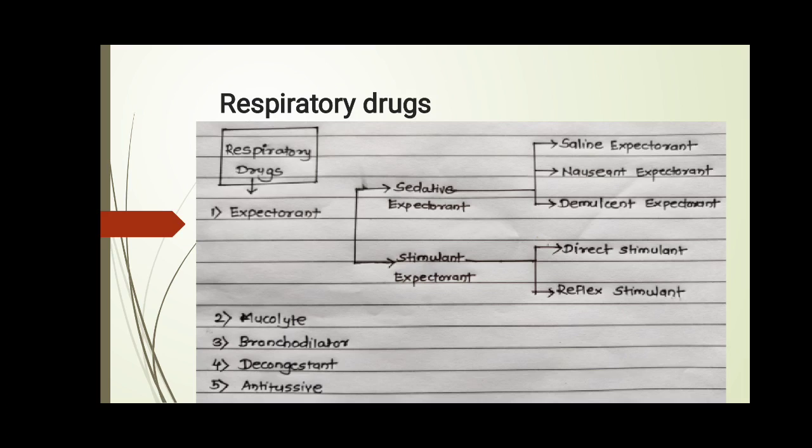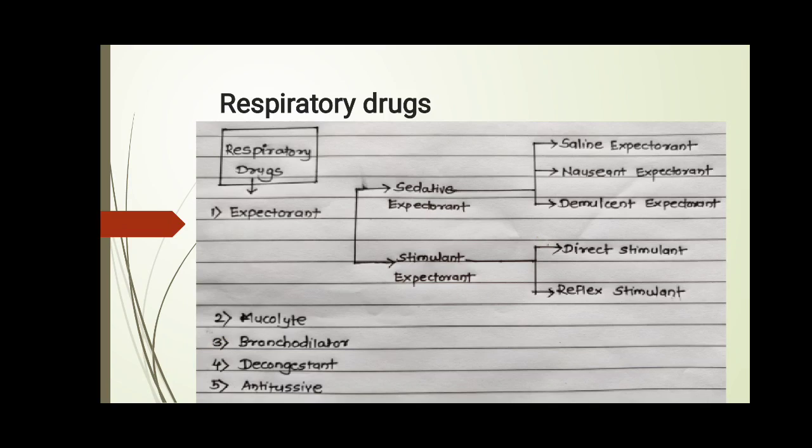First, expectorant. Second, mucolytic. Third, bronchodilator. Fourth, decongestant. Fifth, antitussive. Respiratory drugs are mainly classified into five types: expectorant, mucolytic, bronchodilator, decongestant, and antitussive.